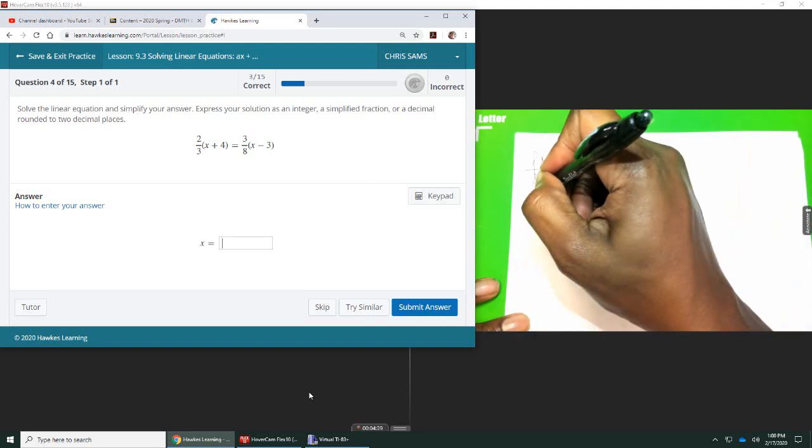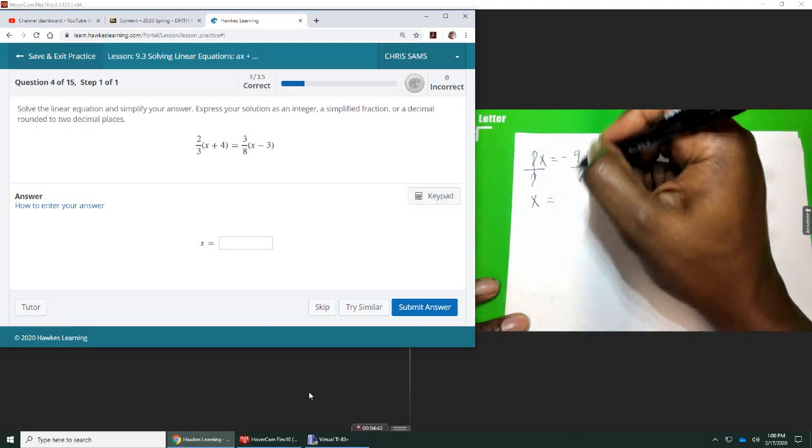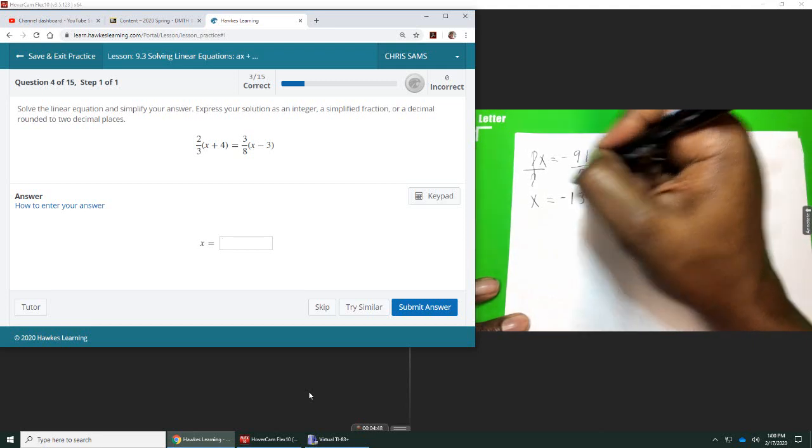7 divided by 7 is 1. We get x equals, 7 goes into 9 once. It's negative. We have 21, so 13 times.